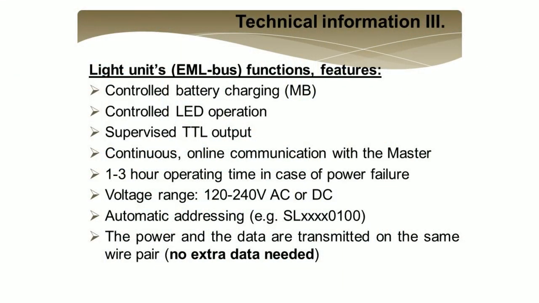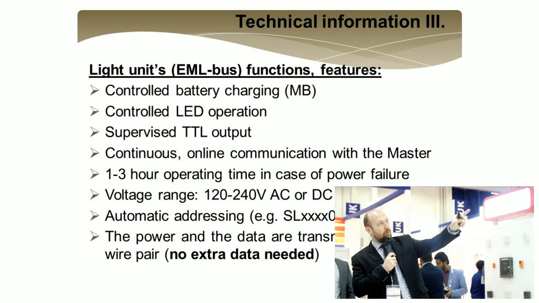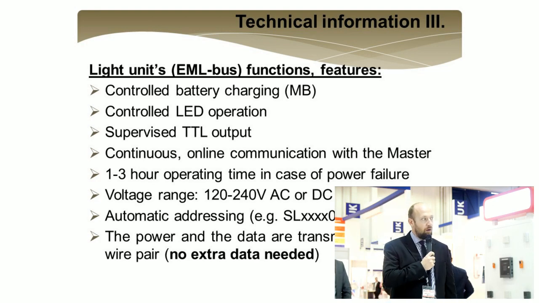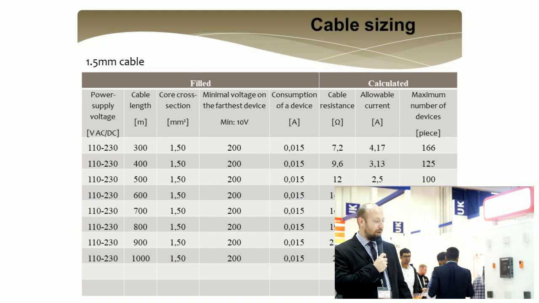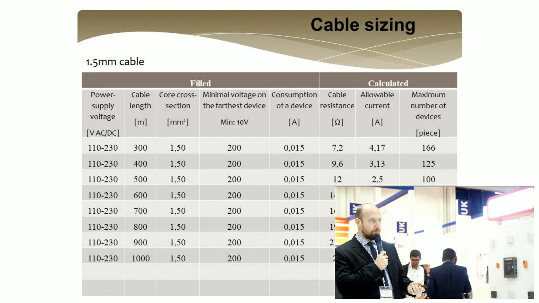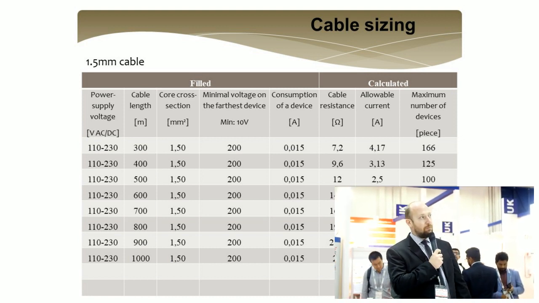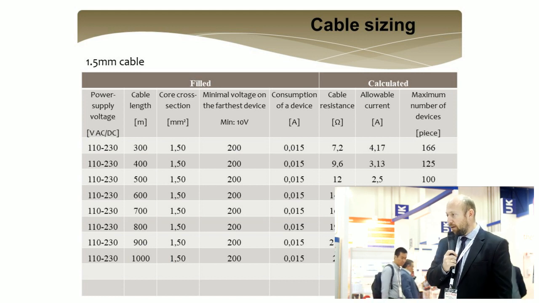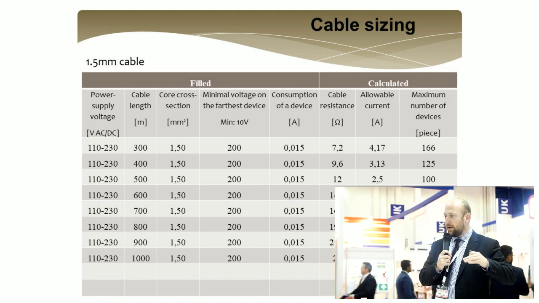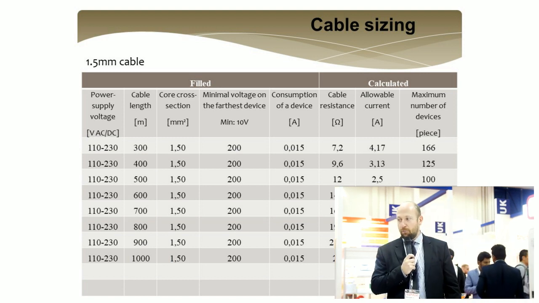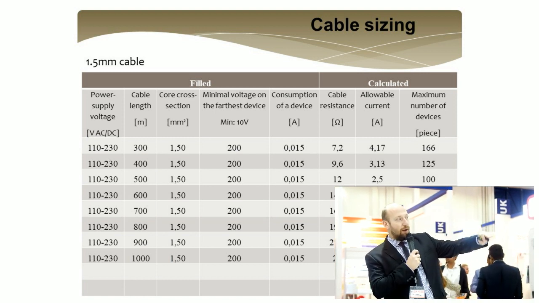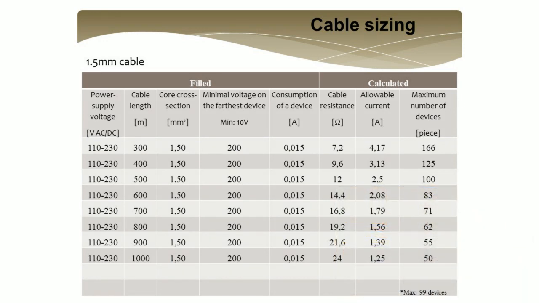Only the phase and neutral. Okay, it's a 2-core cable. It's simple. It can be a 1.5 cable with a maximum cable length of 1000 meters. With 1000 meters of cable, the maximum number of devices is 50. I said before, the communication line can communicate with a maximum of 99 devices per line, but if you see the cable length, with 500 meters of cable there can be the maximum devices on one line.